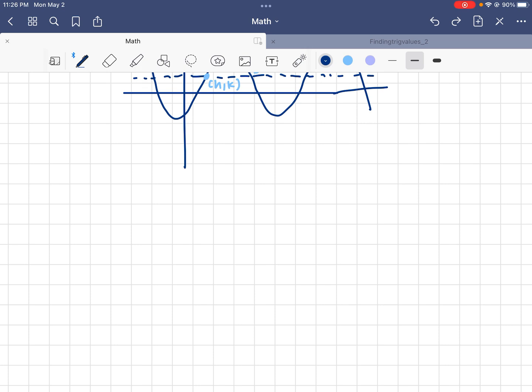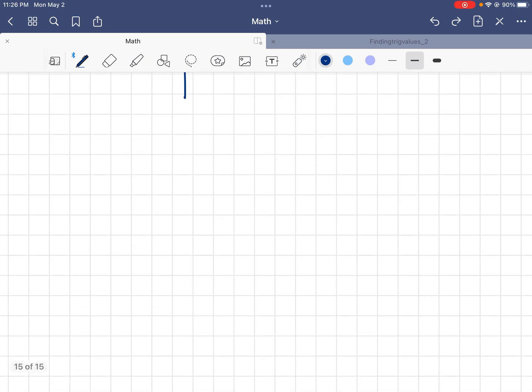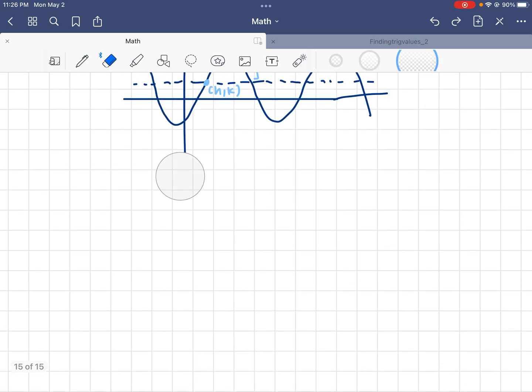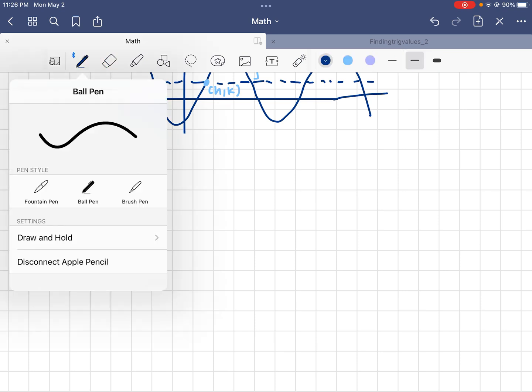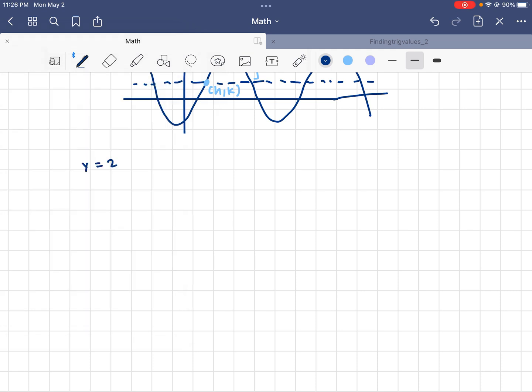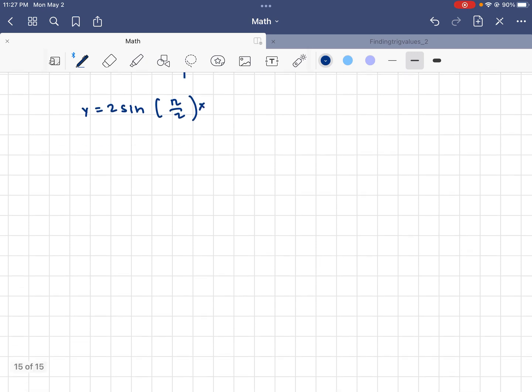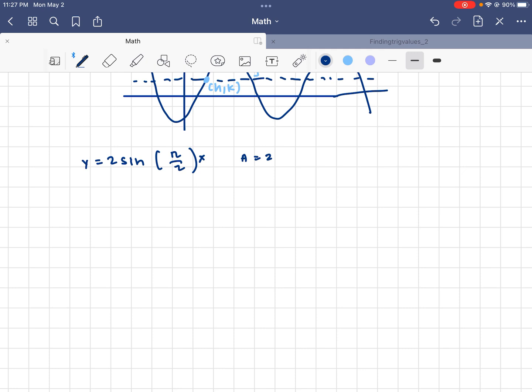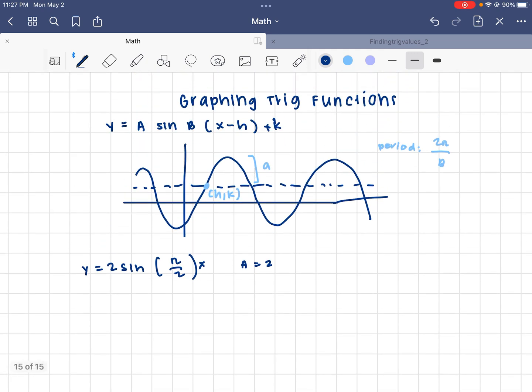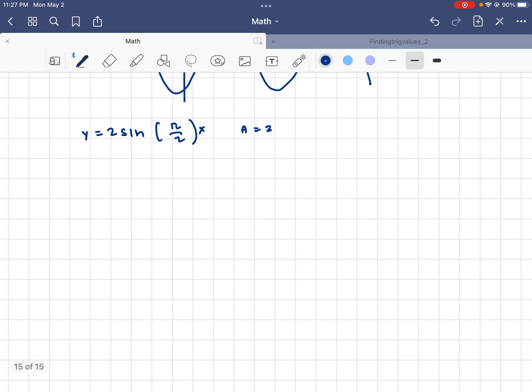So let's say we have y equals 2 sine pi over 2 x, or x can be inside or outside, we'll put it there. So we see here the amplitude is 2, so I'll write a equals 2, and it's the absolute value of a that is the amplitude. Okay. So amplitude is 2 right here.